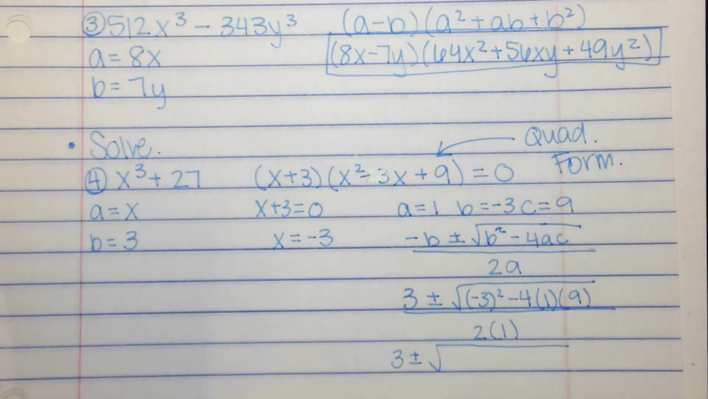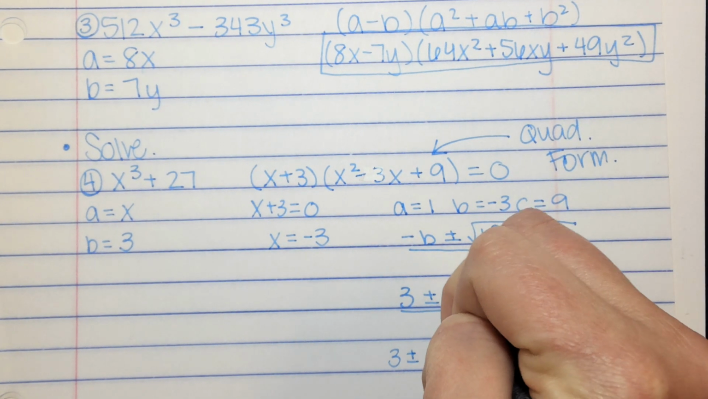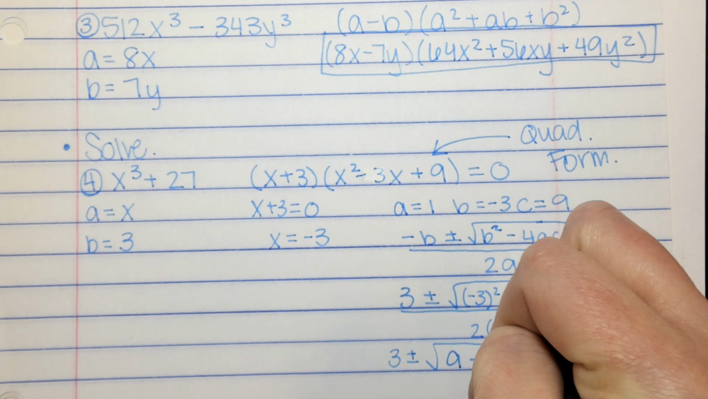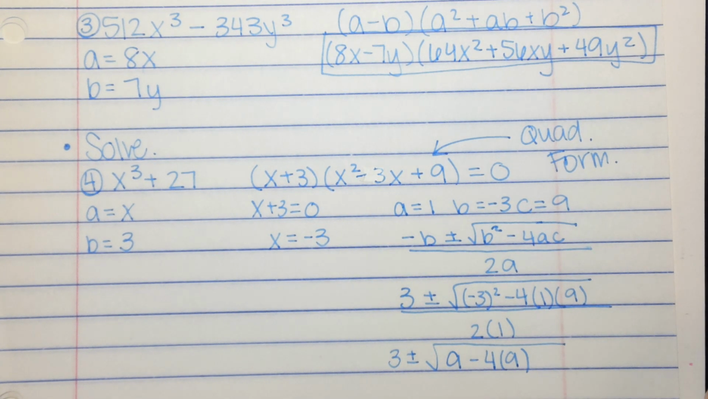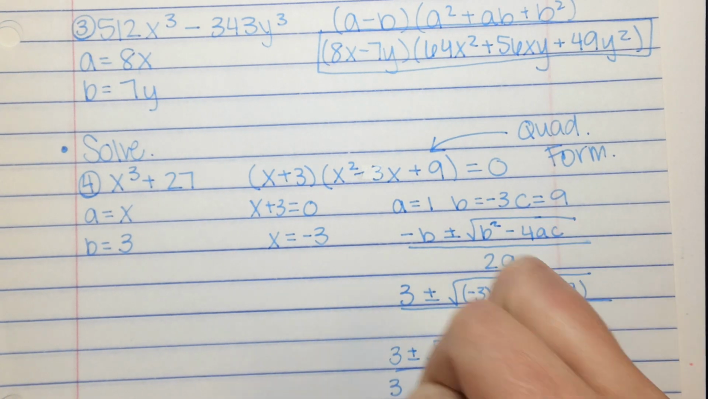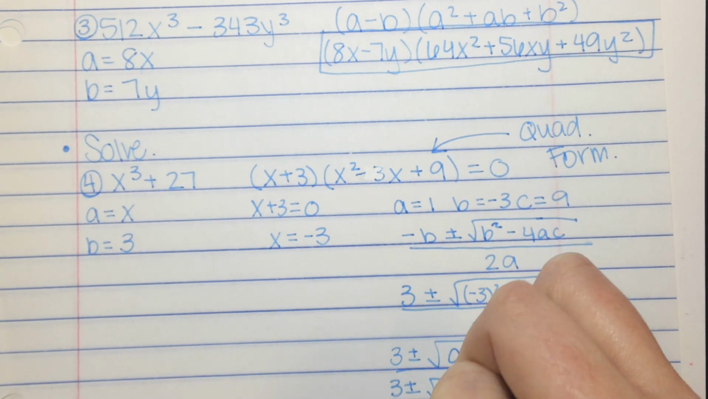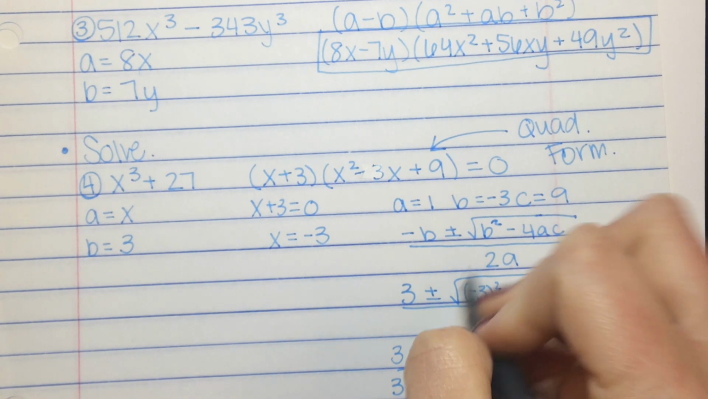Oh, non-real. I didn't think about that. Forgive me. You're going to have to do it part by hand. I wasn't even thinking about that. Hopefully, if we were in person, you all would have caught that before I did that work. So that's 9 minus 4 times 9, and that does give us all over 2. So it's 3 plus or minus the square root of negative 27, all over 2.